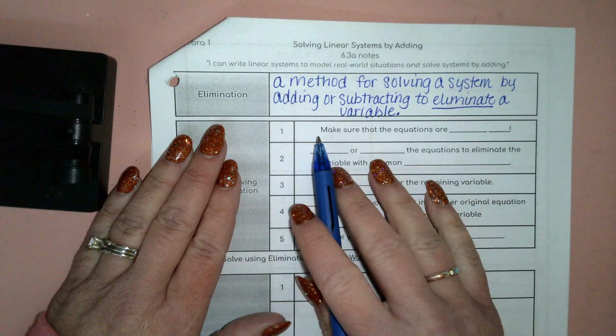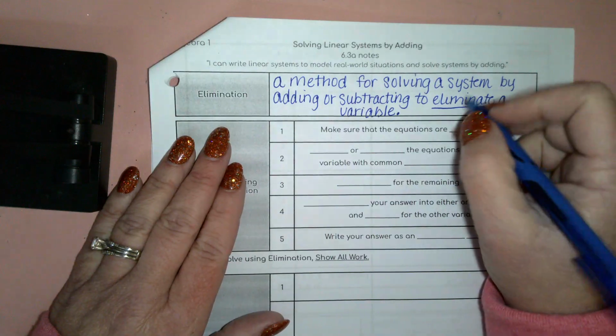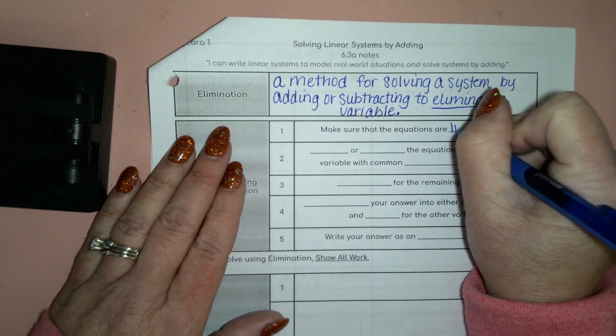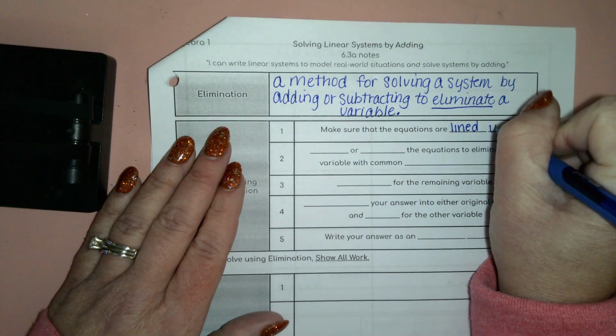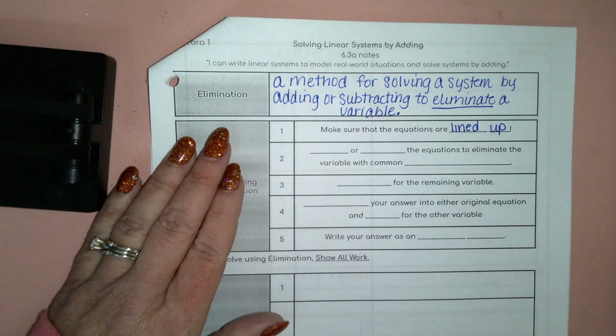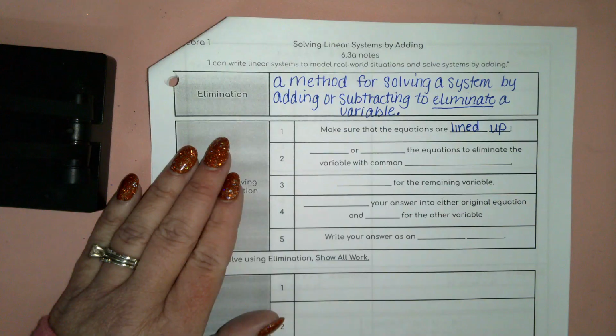Step 1, make sure that the equations are lined up. That means the x's are lined up, the y's are lined up, and the constants are lined up, as well as the equal signs. Everything has to be lined up.